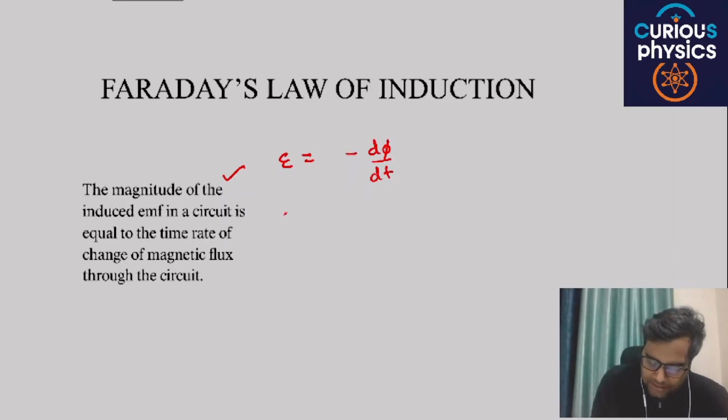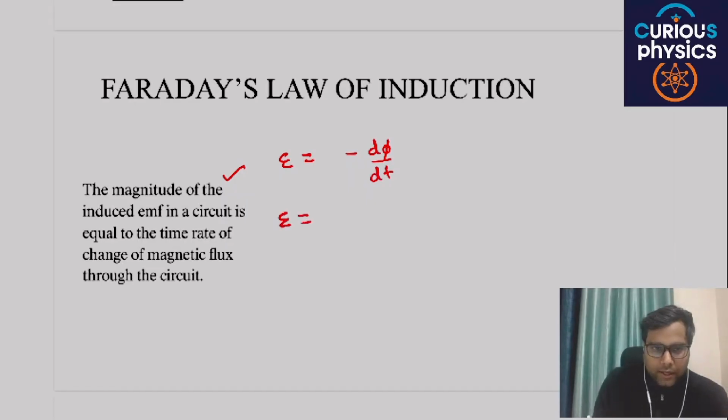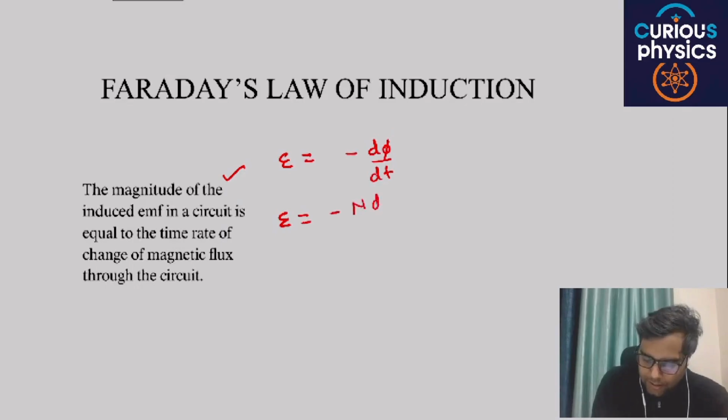If there are n number of turns in a coil, then you can write n d phi by dt. This is induced EMF.